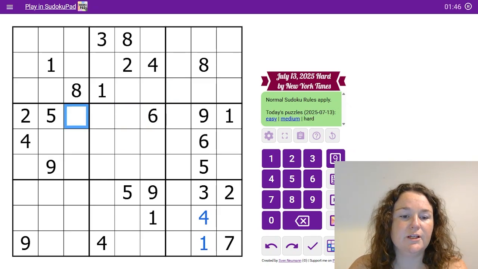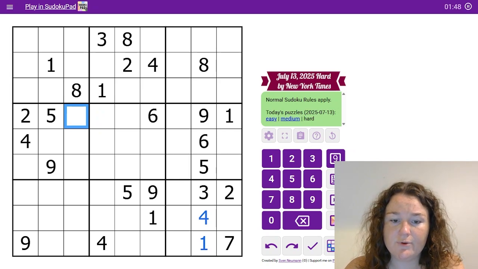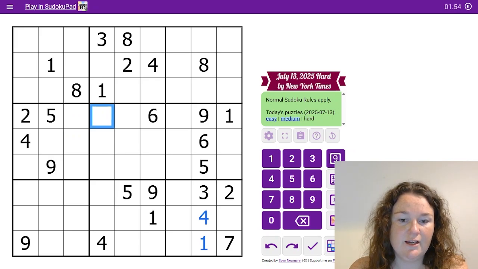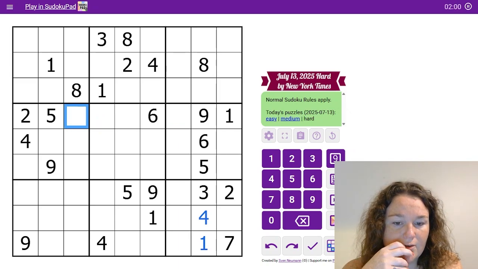What does this row need? This row needs 3, 4, 7, 8. So this cell would be 3, 7, and the others 7, 8, 3, 4, 7, and 3, 4, 7, 8. Okay, so 3 or 7 can go here.